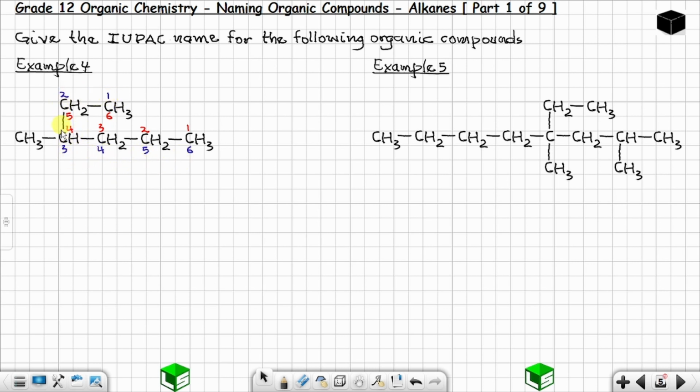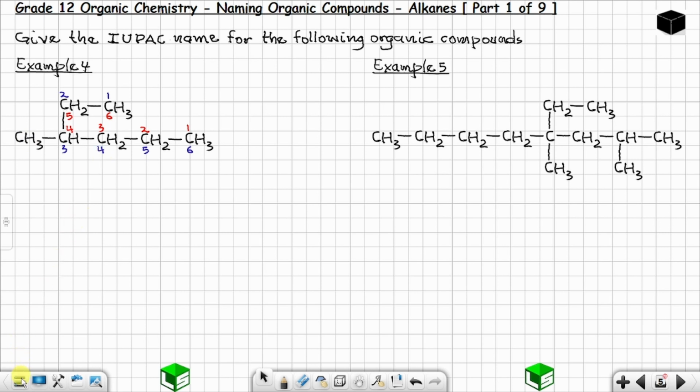You can see the numbering in blue will be having this chain located on carbon number 3. But for the numbering in red, you'll have this chain located on carbon number 4. So the correct one will be this one, the one in blue, because this gives you the lowest possible number. Okay, so on carbon number 3, you have this, which is a methyl.